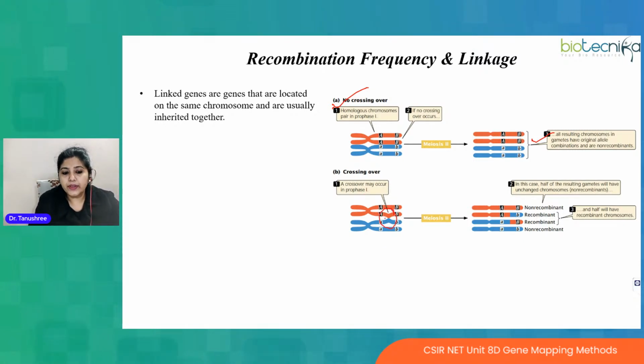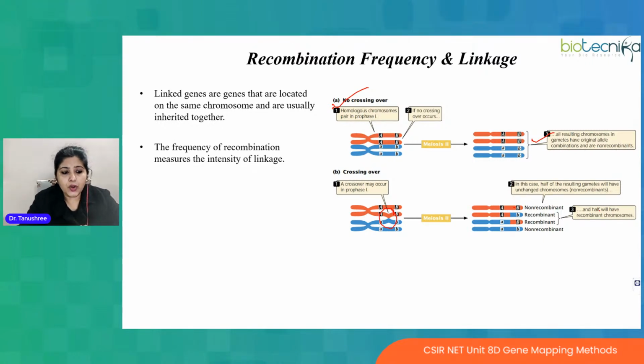Now, crossing over happens in prophase one of meiosis, right? When the crossing over happens, you will be getting some parental gametes and some recombinant gametes, right? In case of incomplete linkage, the parental, or I should say non-recombinants, are always more in comparison to the recombinants. Another concept is that the frequency of recombination measures the intensity of linkage. How much the genes are linked, we can determine by calculating the frequency of recombination.